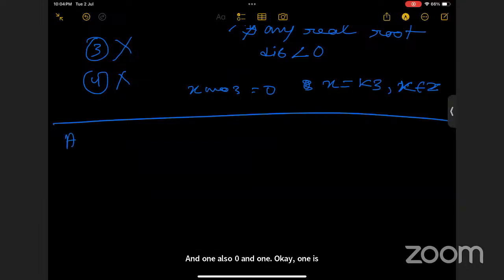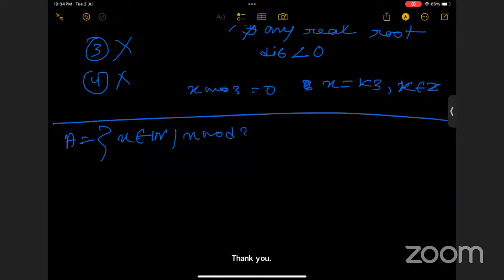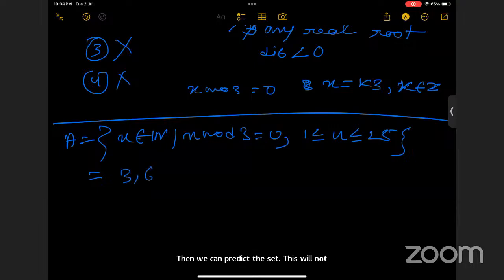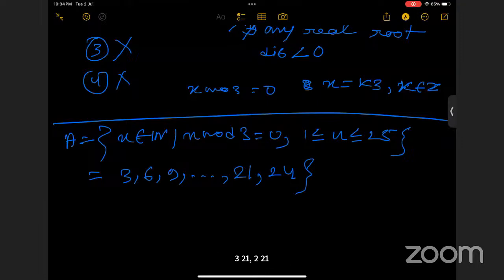So if we have the set A, x belongs to natural numbers such that x mod 3 equals 0, and this is the boundary for x, then we can predict the set. This will be 3, 6, 9, 12, 15, 18, 21, till 24, right? Okay, ma'am. Now I can solve this question. Thank you, ma'am.